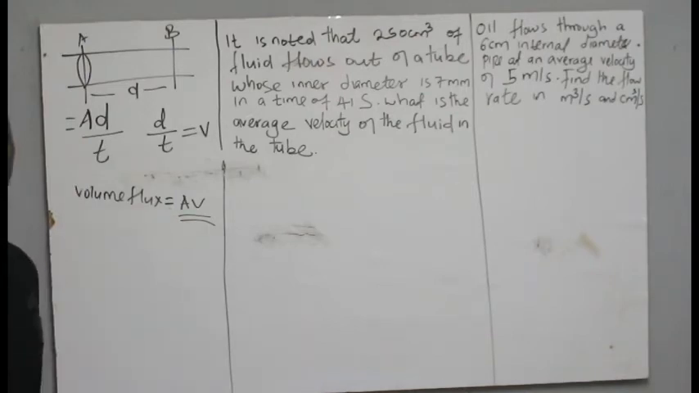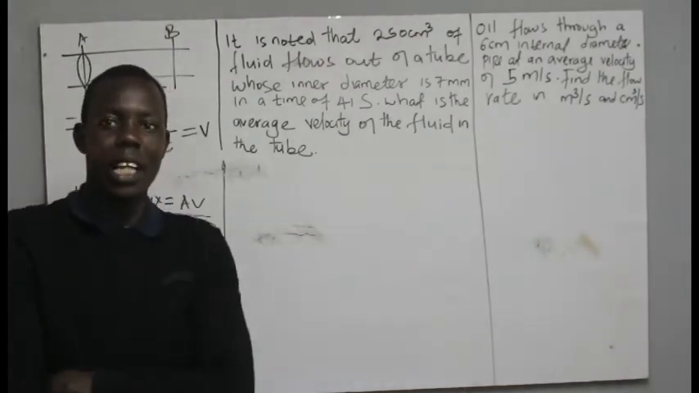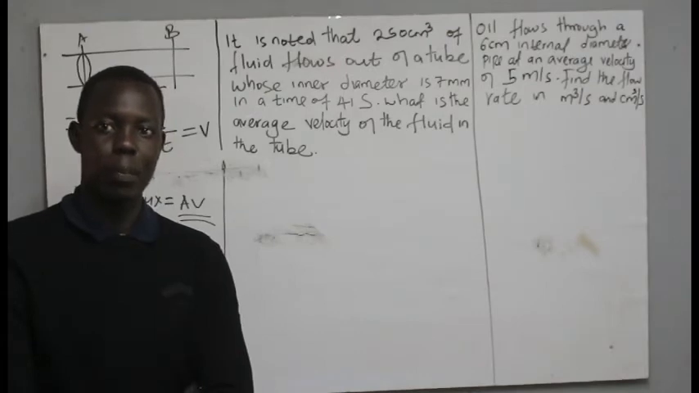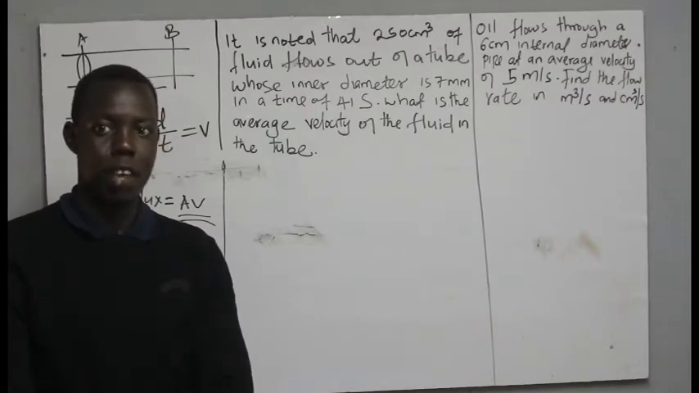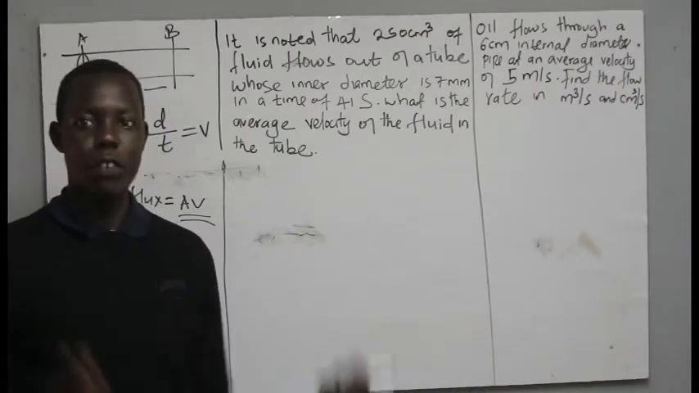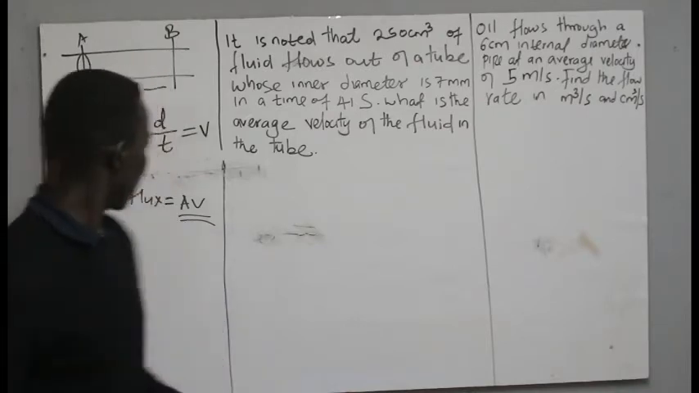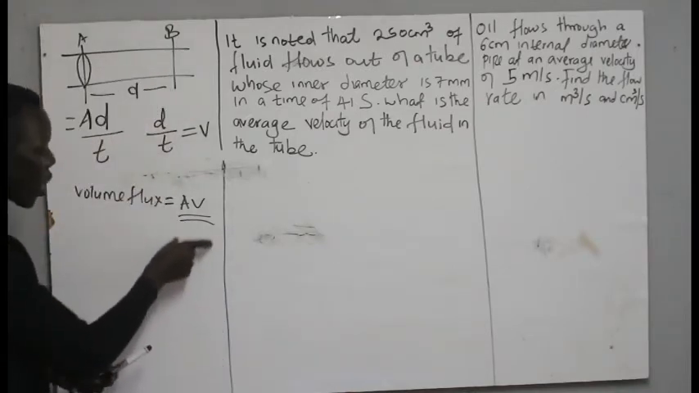Now let's look at the units of volume flux. After calculating, what will be your units? Because you cannot leave it hanging. Units in physics have marks. If you leave it out, you lose a mark. If you give a wrong unit, you still lose a mark. So we can get the units from the values here.